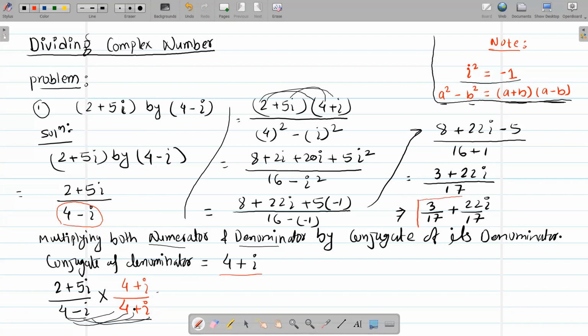So the basic thing in dividing complex numbers is that we just have to find the conjugate of the denominator. Remember how to divide a complex number: we have to find the conjugate of its denominator, and then after finding the conjugate we have to multiply both numerator and denominator by that conjugate of the denominator, right? And then we have basic multiplication, which we know here.